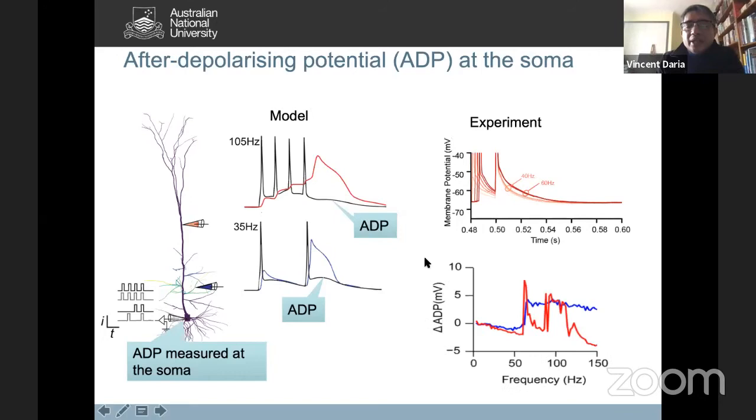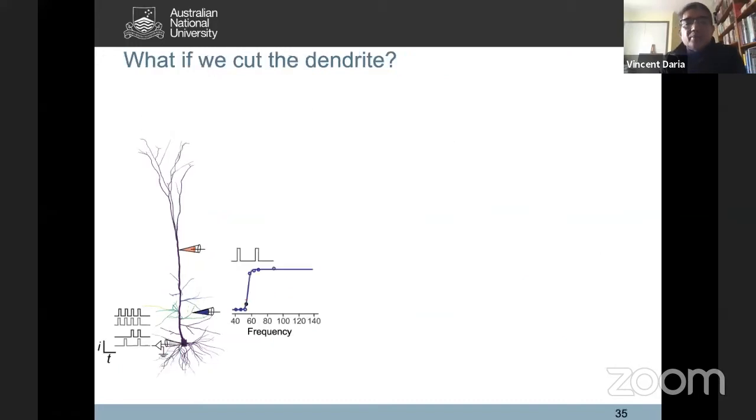If we plot the after depolarizing potential, or the ADP, you see this step function, which is a nice step function for some neurons. Some neurons actually have this kind of two-step function. This is actually brought about by the dendritic spike at this region here. But this one here is specific for this set of dendrites. So we know that the dendritic spike that we found numerically also exists in experiment. And we've done that using the technique that I just described. But what if we cut the dendrite?